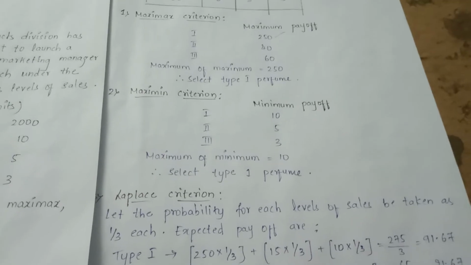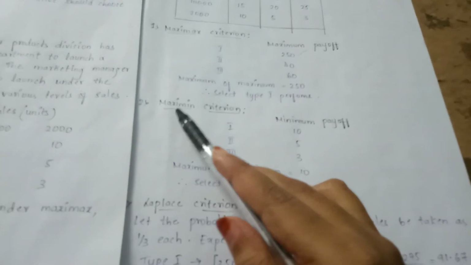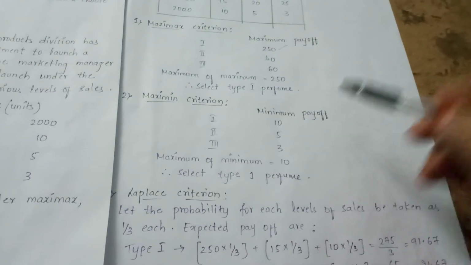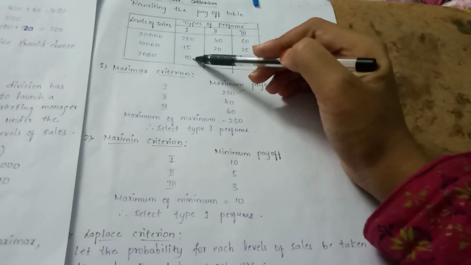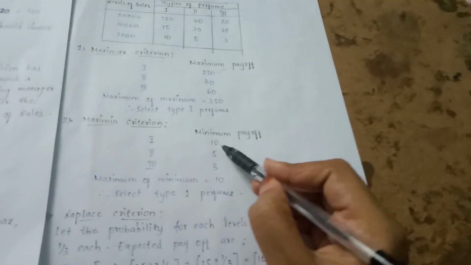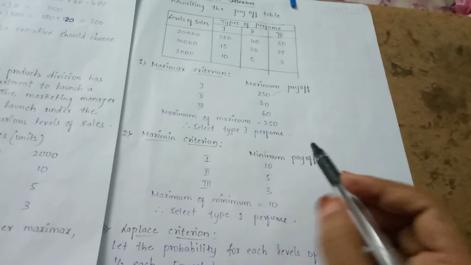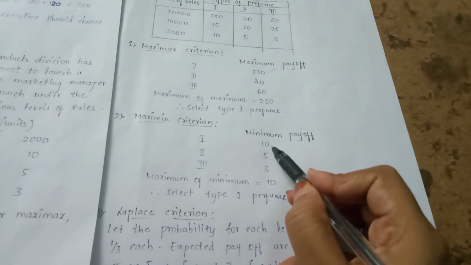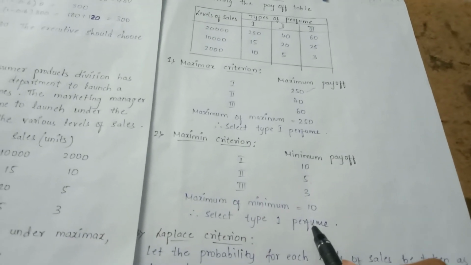Next, maximin criterion. Maximin criterion is nothing but maximum of minimum. We need to take the minimum payoff. In the first type, the minimum payoff is 10, here 5, here 3. So in these minimum payoffs, what is the maximum, students? The maximum of minimum is 10. In these 3, the maximum value is 10, the same way we did in the previous problem. So it comes under the first perfume. So select type 1 perfume.